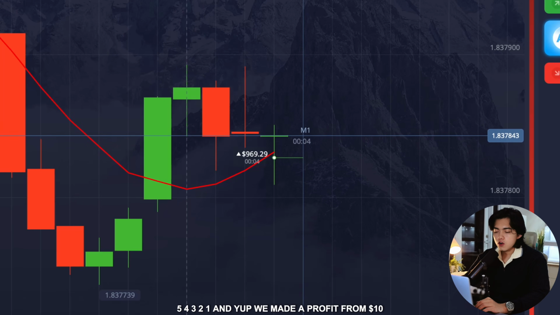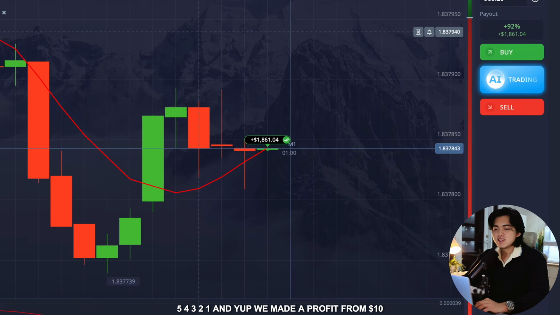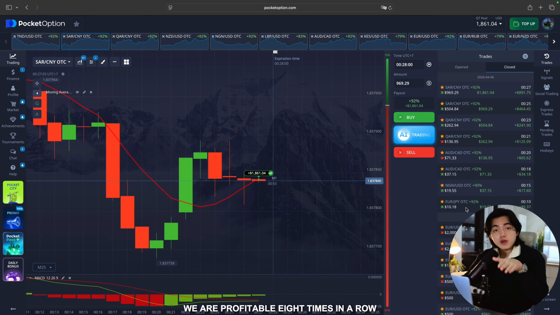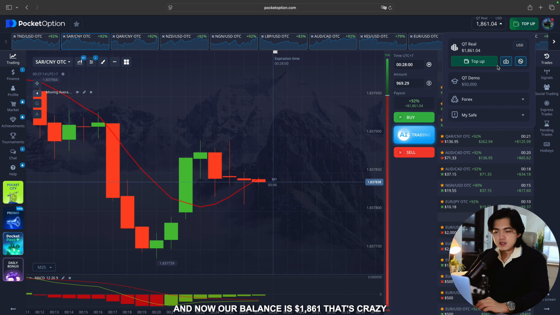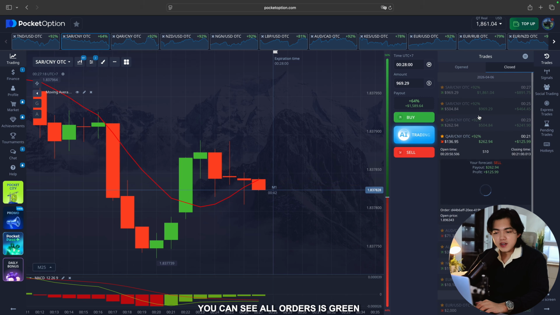5, 4, 3, 2, 1, and yup, we made a profit from $10. We are profitable 8 times in a row, and now our balance is 1,861 US dollars. That's crazy. You can see all orders are green.